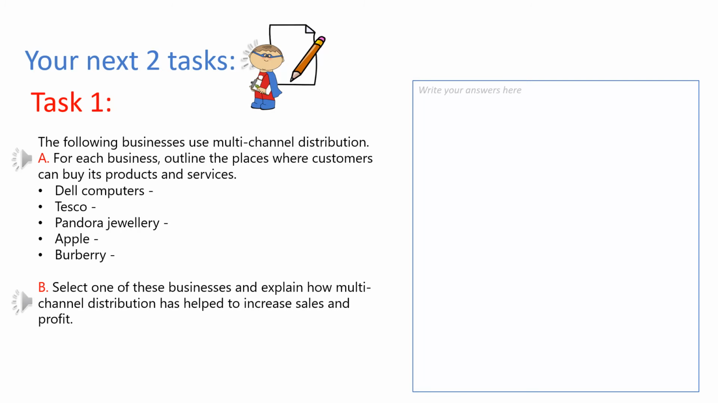Task 1. The following businesses use multi-channel distribution. Part A. For each business, outline the places where customers can buy its products and services. Literally, at the end of the bullet point, write down which channels that they use. Part B. Select one of the businesses and explain how multi-channel distribution has helped to increase sales and profit. Sales, that's how many products they sell, and profit, how much money they're making.